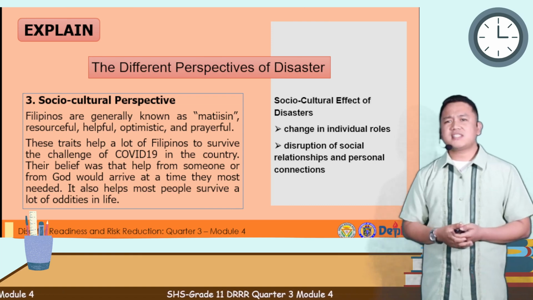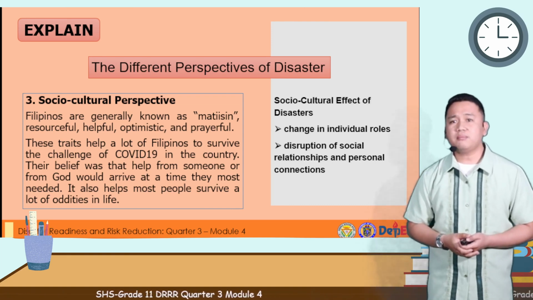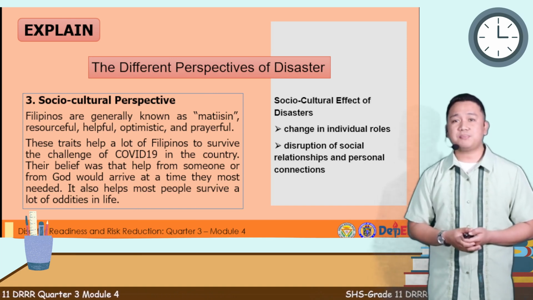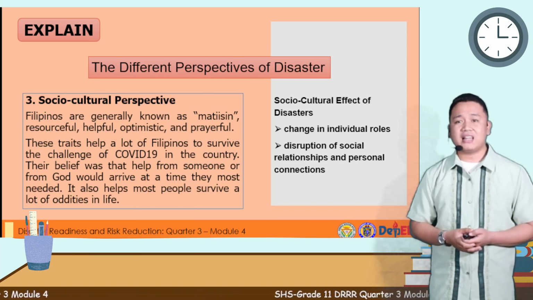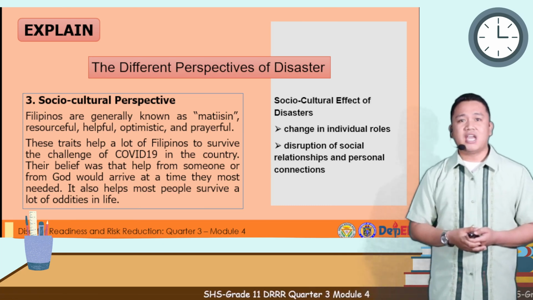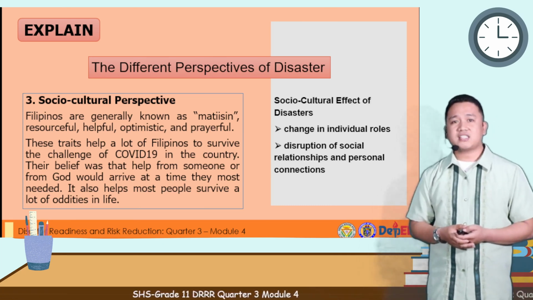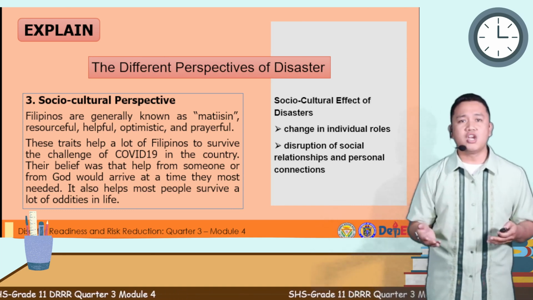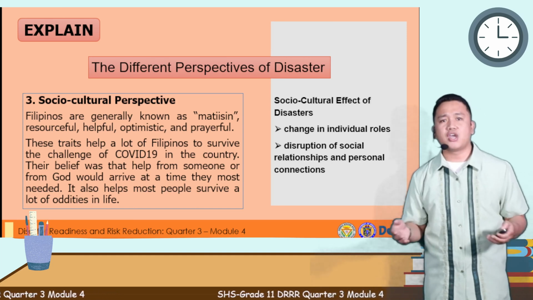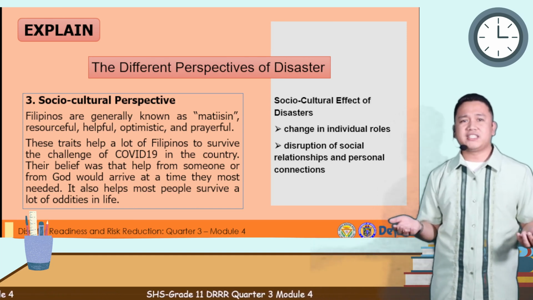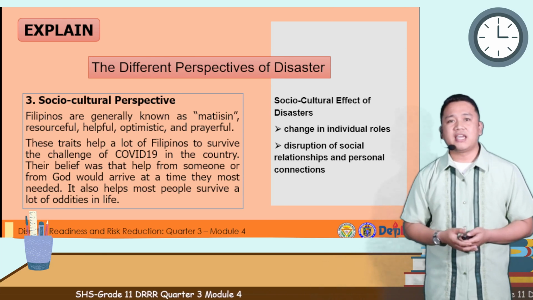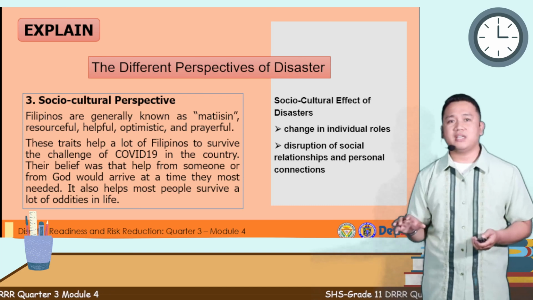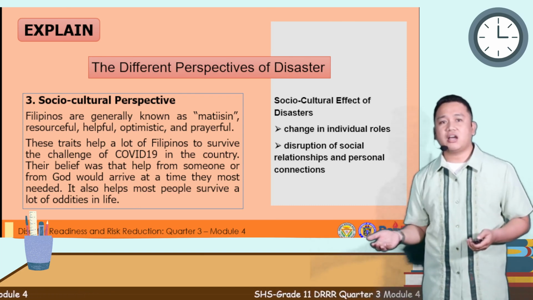Their belief was that help from someone or from God would arrive at a time they most needed. It also helps most people to survive a lot of oddities in life. When we speak about socio-cultural effects of disasters, it focuses on the change in individual roles. For example, in your family members, your dad has already died, and your mother will take that role of being the head of the family. So there is a change in role.